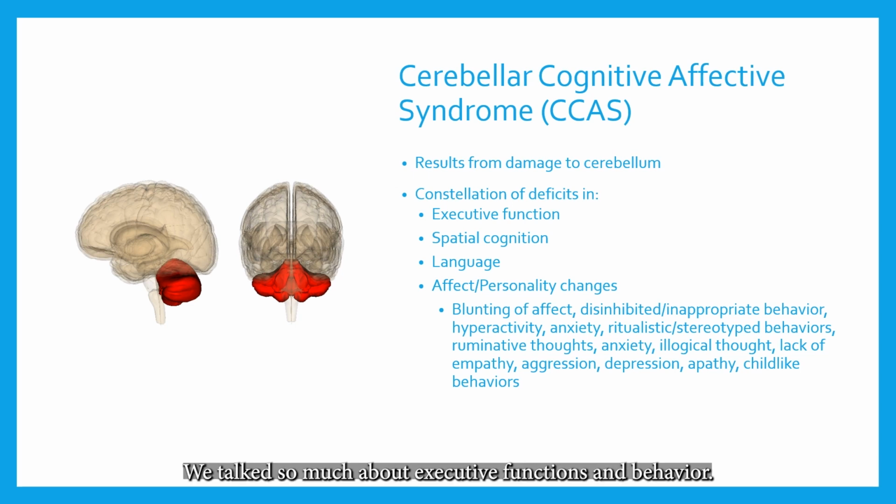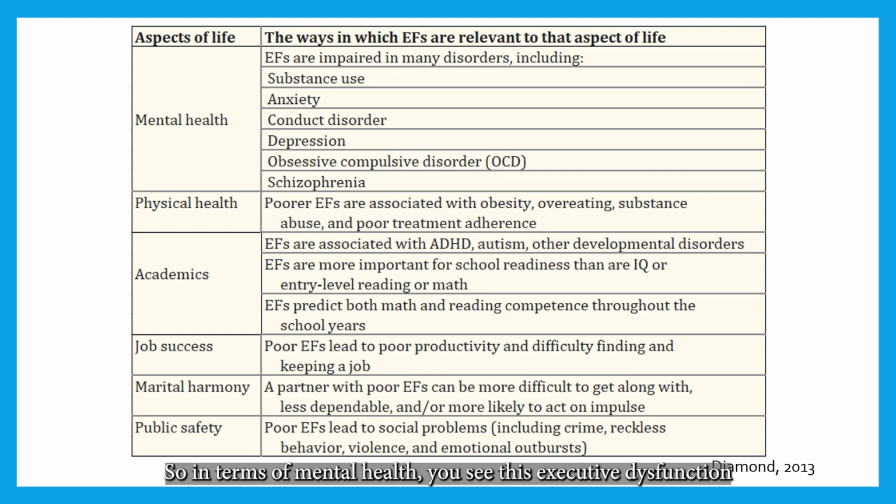Now that we've talked so much about executive functions and behavior, you can really see how important these are for functioning in various aspects of life. So, in terms of mental health, you see this executive dysfunction in a lot of disorders, including substance use, anxiety, conduct disorder, depression, obsessive compulsive disorder, and schizophrenia. It's also associated with physical health problems, so obesity, overeating, substance abuse, and poor treatment adherence.